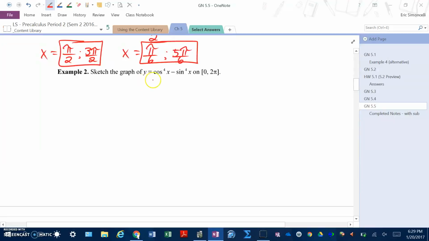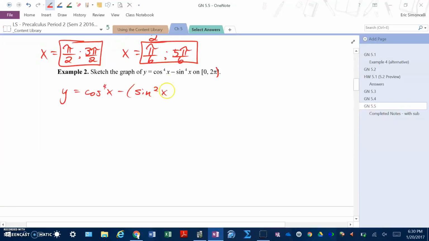Sketch the graph of y equals cosine to the fourth of x minus sine to the fourth of x on the interval, again, 0 to 2 pi. And let's actually make that little correction. That should be a parentheses there. So what we'll go ahead and do is we'll talk about maybe implementing one of these new formulas, but first rewrite the question as such.